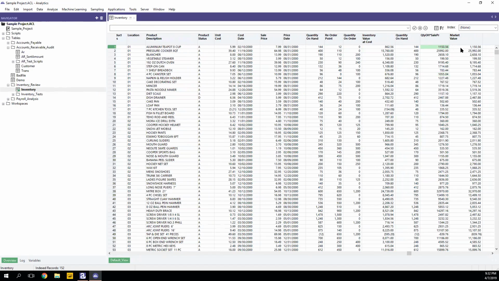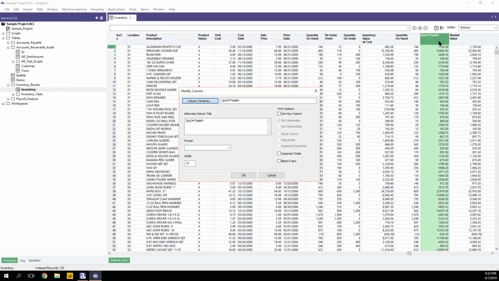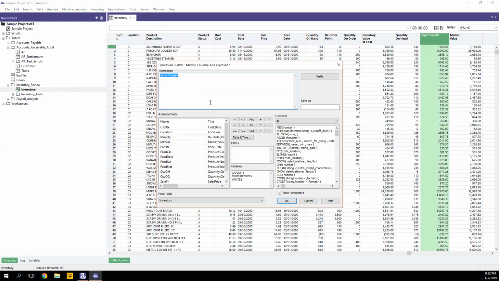I'm a curious person, perhaps even a skeptical one. Have there been any variations? Have they calculated it correctly? It looks like they've calculated it using quantity on hand times sale price. That's the way it's meant to be. What I'm going to do is set up this column to tell me if there's any difference between my calculated market value and their market value.